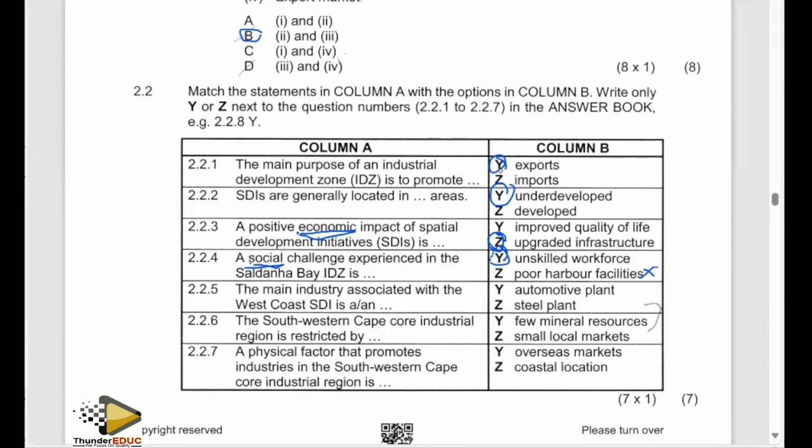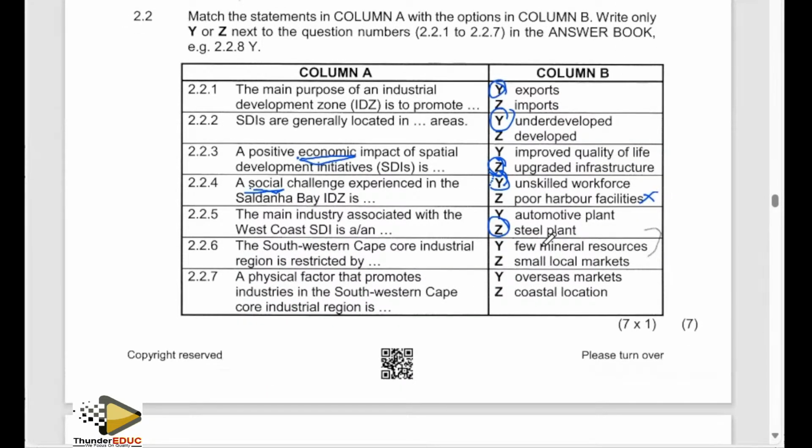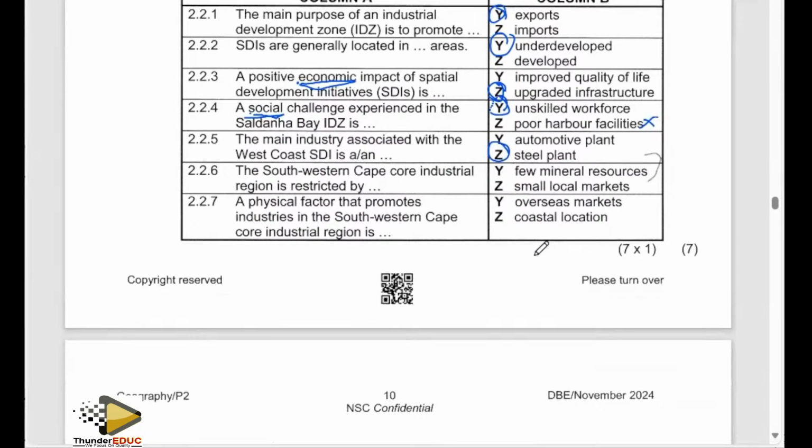The main industry associated with the West Coast is A or N, right? We know that there is steel production there. If you have done your case study very well, that is the correct response. The Southwestern Cape Core Industrial Region is restricted by, what is the major restriction? Is it mineral resources or a small local market? Basically, it is few mineral resources. There are limitations of mineral resources in that particular area, if you have done your case study very well.